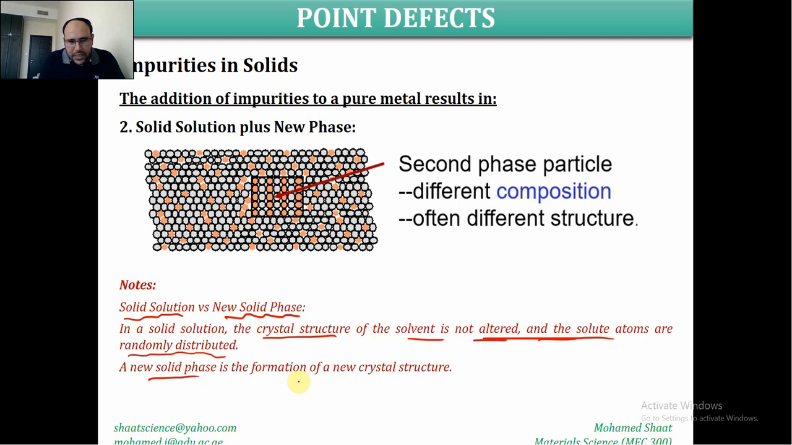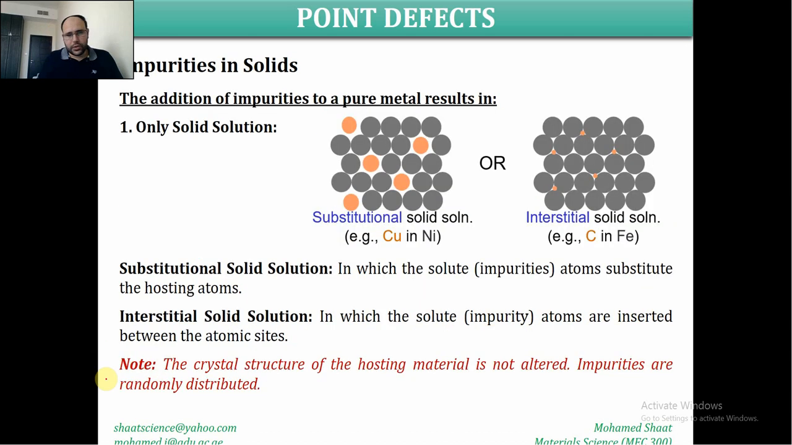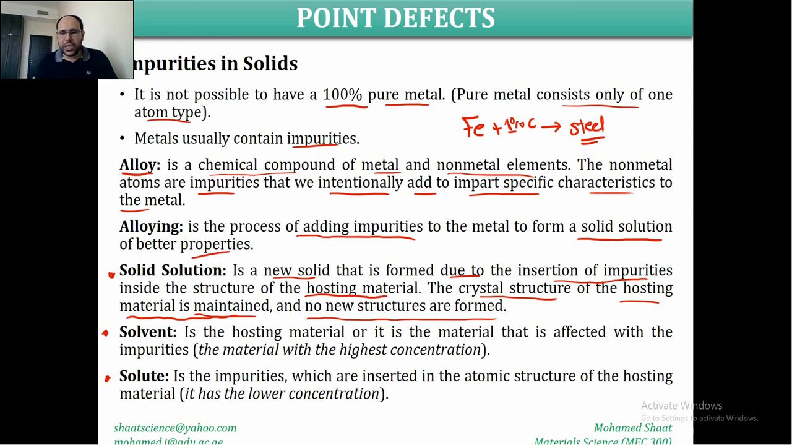But the new solid phase is the formation of a new crystal structure upon the addition of the new impurities. You end up with a new crystal structure, and this is the difference between a solid solution and a new solid phase. Make sense? So, what are a solvent and a solute? The solvent is the hosting material, like the metal, like the iron. This is the material that hosts the other impurities, the material with the highest concentration.